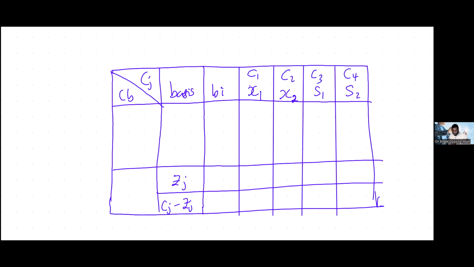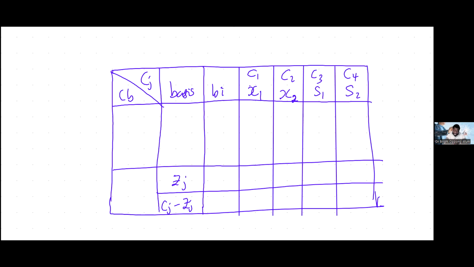So this is the tableau. Now let's understand the various nomenclature that has been used here. The Cj is actually the profit or the cost coefficient of the objective function. If the objective function is a profit objective function, that is, we are maximizing the profit, then the Cj refers to the profit. If we are minimizing the cost, then the Cj corresponds to the cost.